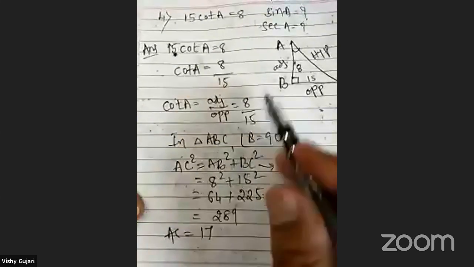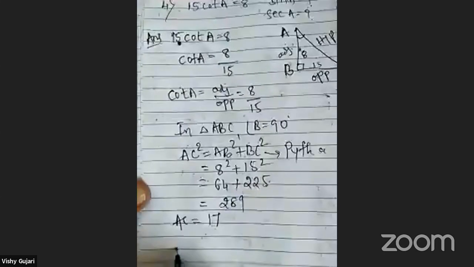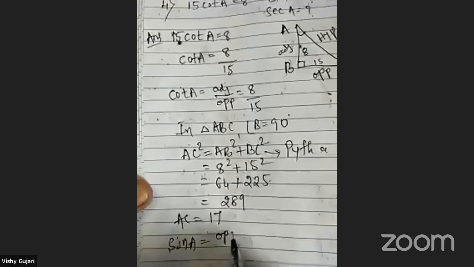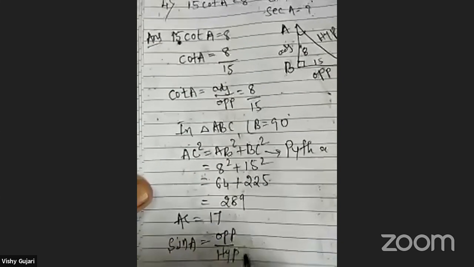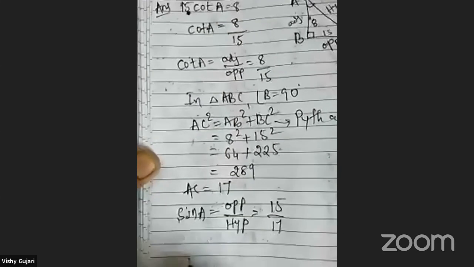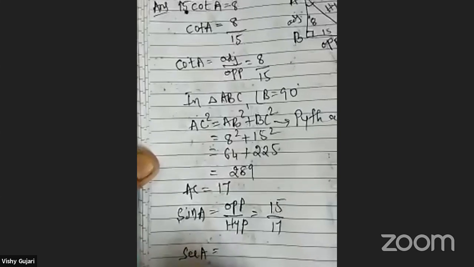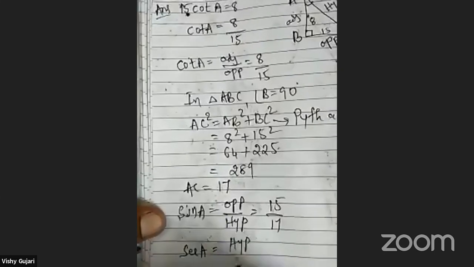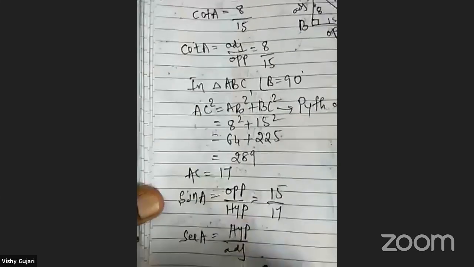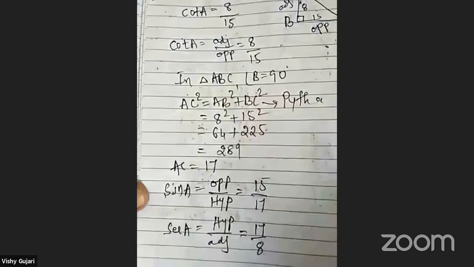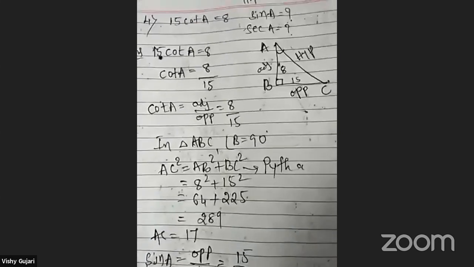So we got hypotenuse. Now we have to find sine A. Sine A is equal to opposite by hypotenuse, which is equal to 15 by 17. Sec A is equal to, sec means inverse of cos, hypotenuse by adjacent, which you are writing as 17 by 8. Write down from the beginning.